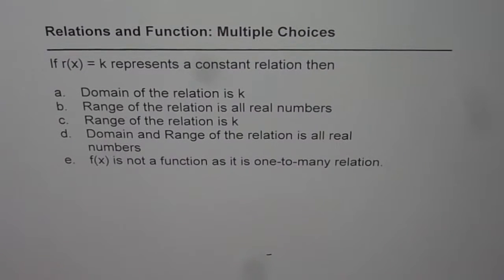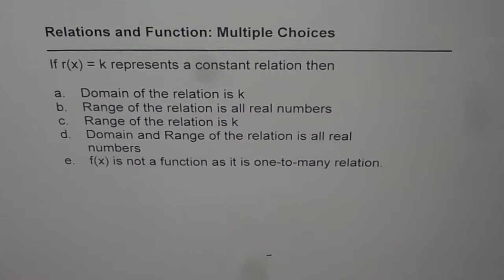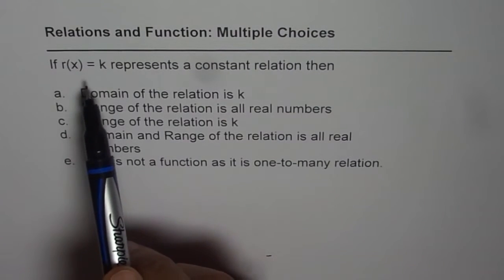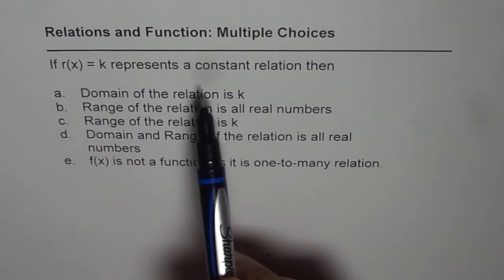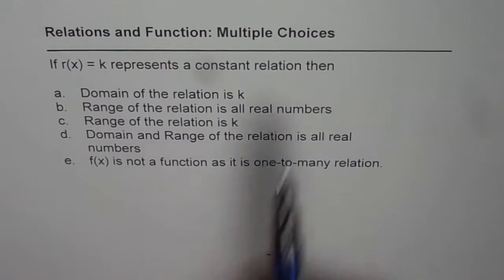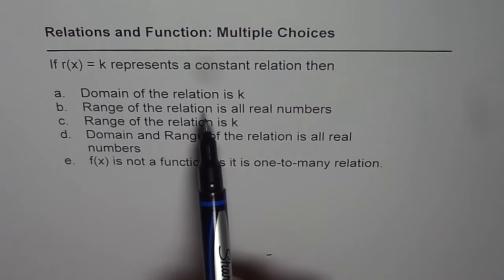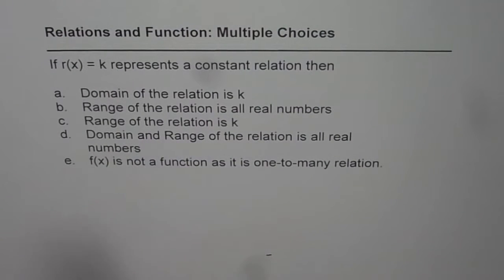Now let's prepare for some multiple choice questions. Here is the one on relations and functions. The question is, if r of x equals k represents a constant relation, then: domain of the relation is k; range of the relation is all real numbers; range of the relation is k; domain and range of the relation is all real numbers; f of x is not a function as it is a one-to-many relation.